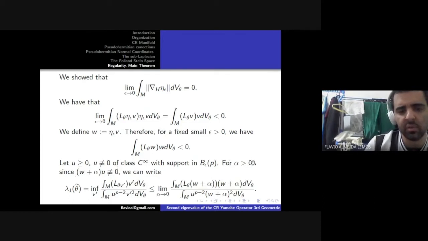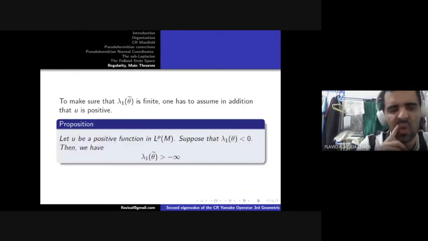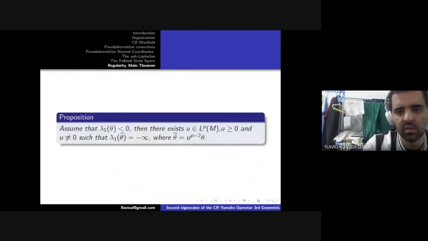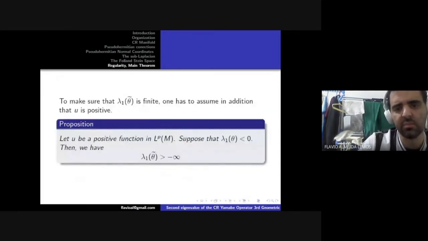For alpha positive, since w plus alpha u is not identically zero, we can write this way: infinity minus infinity, it's minus infinity. Right, let's go. To make sure that our lambda 1 is fit, one has to assume the condition that u is positive. All right, here, positive or equal to zero is strictly positive.